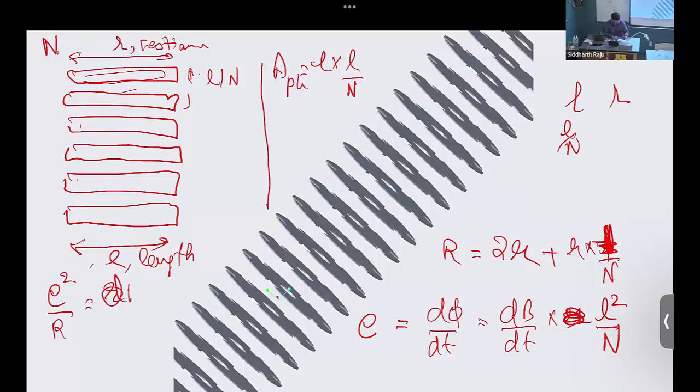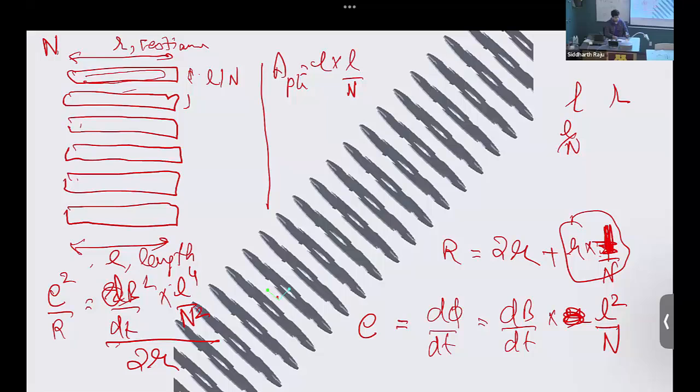So our E square would be dφ by dt square times L square, which would have been L power 4 divided by N square, divided by the resistance. This R times 1 by N would be very small because we are having N number of plates. If N is extremely large, as you'll see in the motors that we have, we probably have hundreds of plates stacked up together. This term can be negligibly ignored, right? So the resistance is effectively just 2R, right?